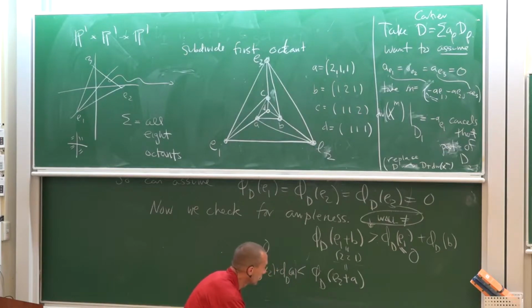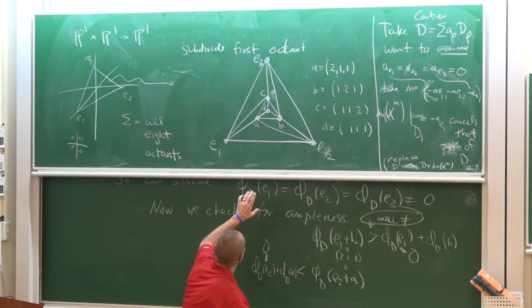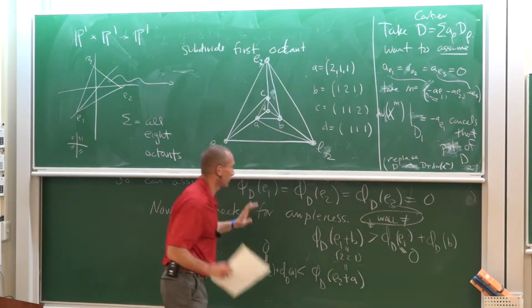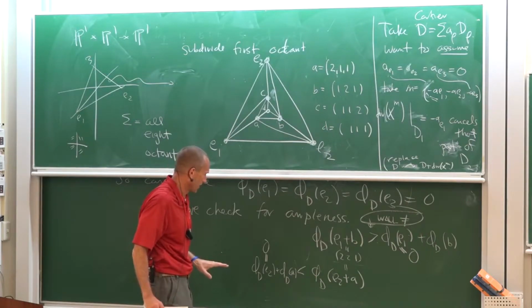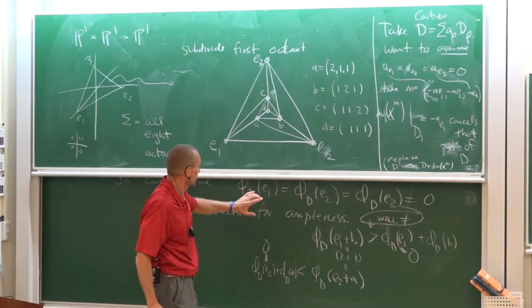E1 B equals this, phi sub d of E2 plus A. Oh, E2 plus A. Oh, stupid. Well, okay, what did I do wrong? Help me out. Somebody, what did I do that was wrong? E2 plus A is what?